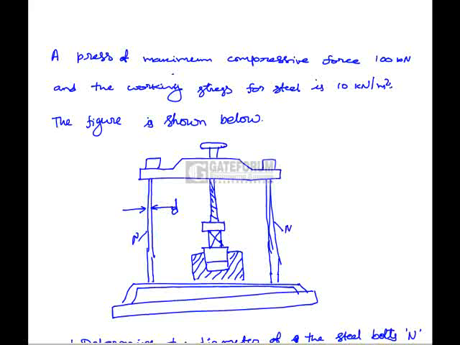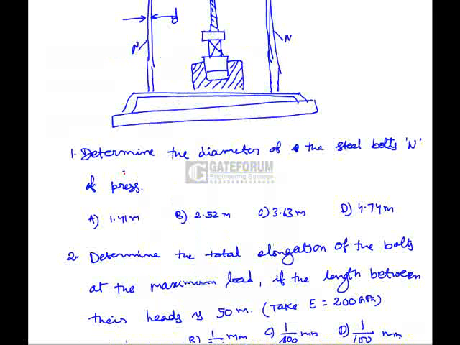Here we have two questions. This is a common data question. It consists of two questions. The first question is determine the diameter of the steel bolts N of press. Here the options are 1.41 meter, 2.52 meter, 3.63 meter and 4.74 meter.